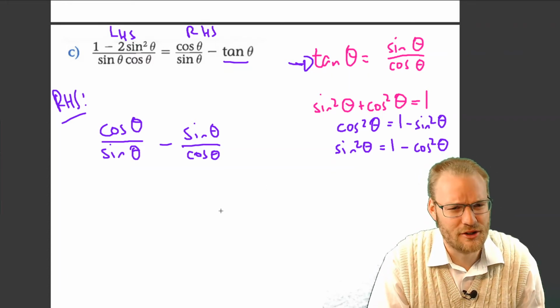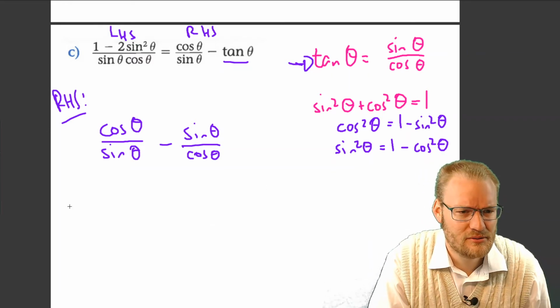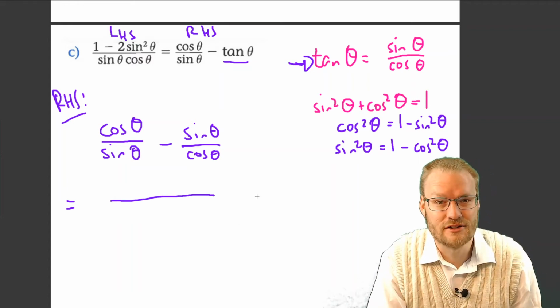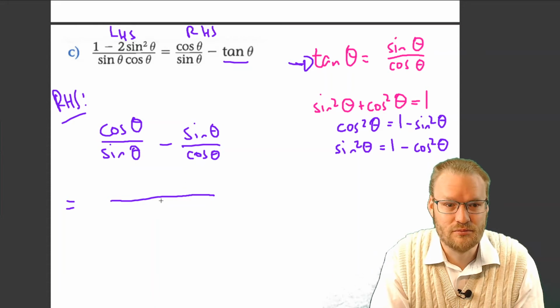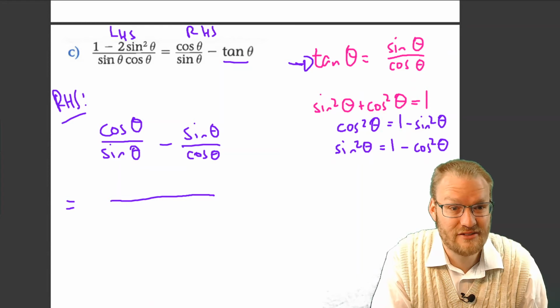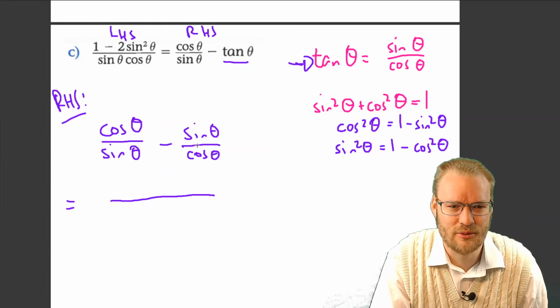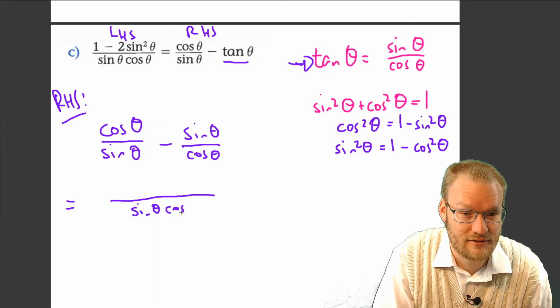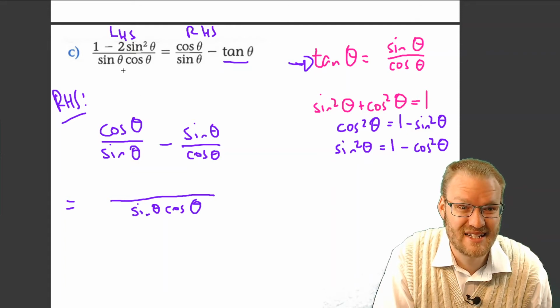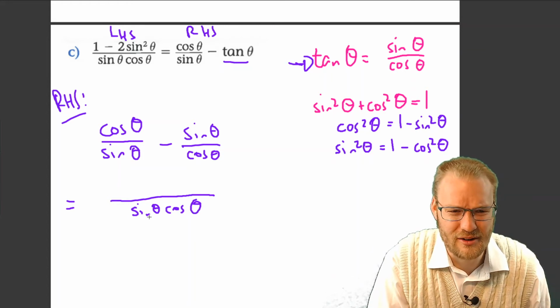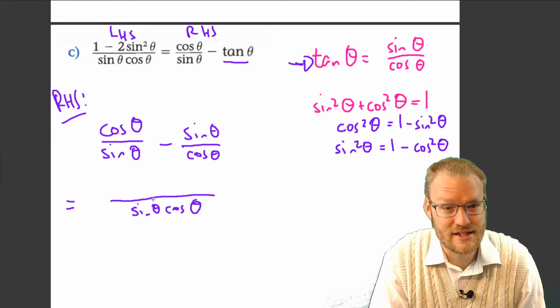What do you think our next step's going to be? Well, my idea would be to turn this into one fraction for two reasons. One, it's going to be a whole lot simpler to have one fraction, and two, the left-hand side is one fraction, so maybe that's where we're heading. And thirdly, I know where we're going, so our common denominator is sine theta cos theta. If we turn it into one fraction, look how it's exactly the same as the left-hand side. So we should surely be on the right track. Well, it doesn't guarantee us, but probably.